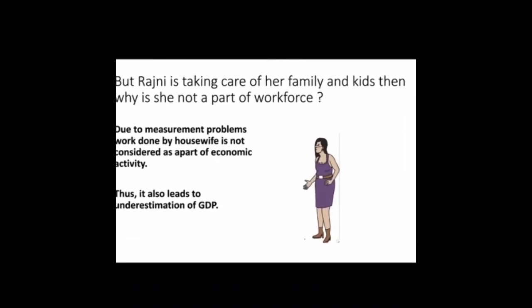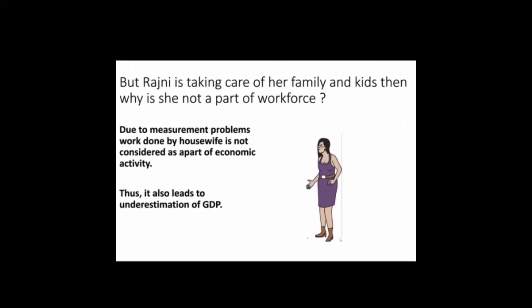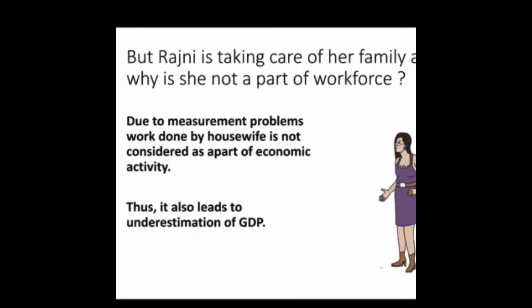To understand it deeply, let us take the example of Rajni. Rajni is taking care of her family and kids. Then why is she not a part of workforce? Due to measurement problem, the work done by housewife is not considered as part of economic activity. So, the work that Rajni does, that is taking care of her children, is not included in economic activity because she is not getting paid for it. That is why she is not considered a worker. So, it results in underestimation of GDP.